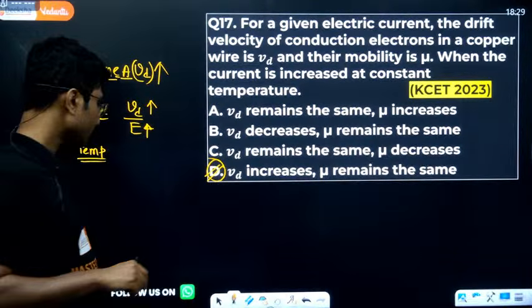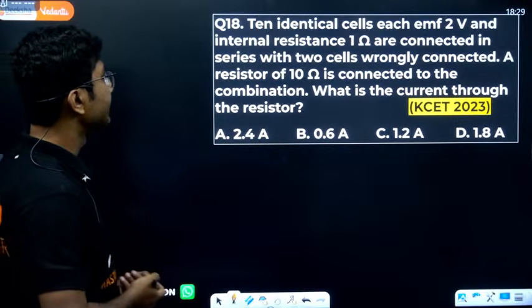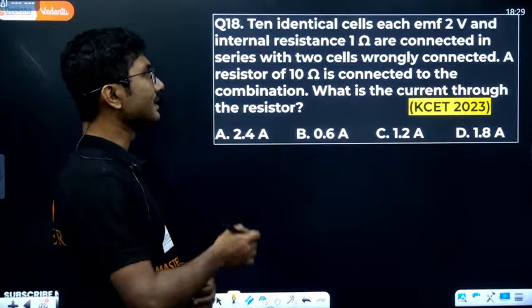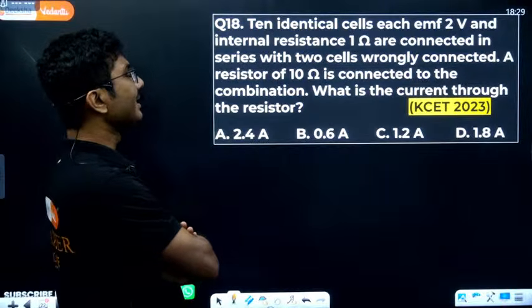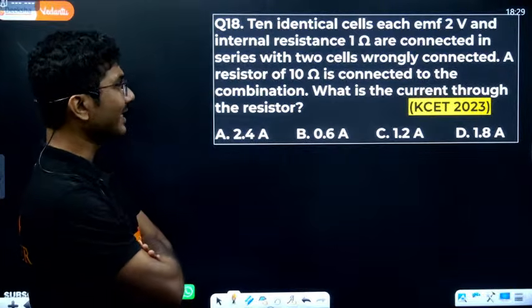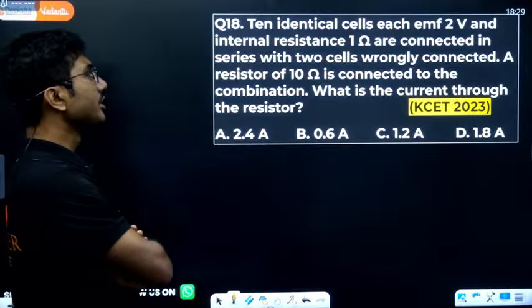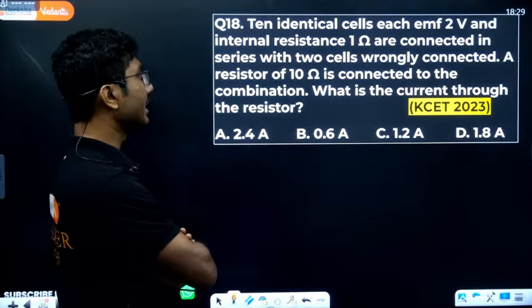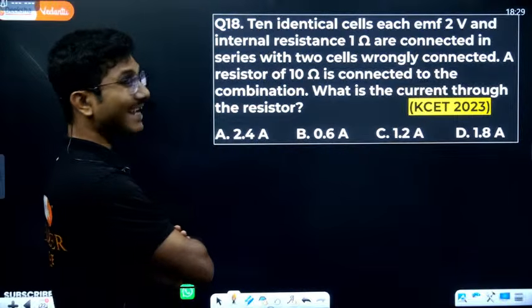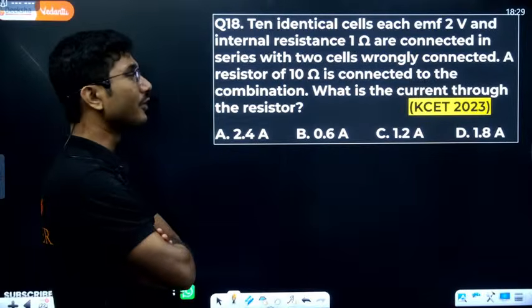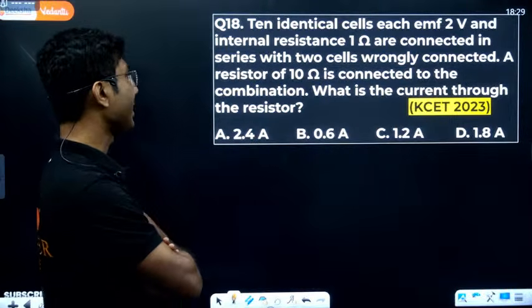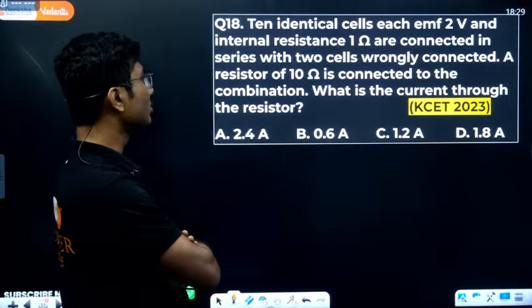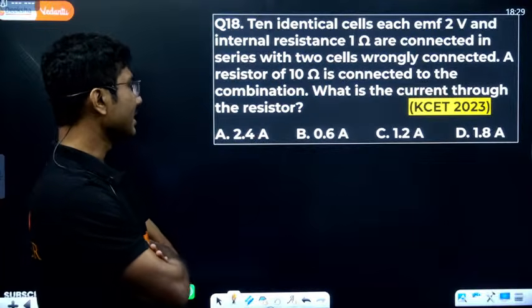Now, next: 10 identical cells, each of EMF 2 volt and internal resistance 1 ohm, are connected in series with 2 cells wrongly connected. So how many cells are there? 10 identical cells. What is the voltage? Each has 2 volt, internal resistance 1 ohm. A resistor of 10 ohm is connected to the combination. What is the current through the resistor?